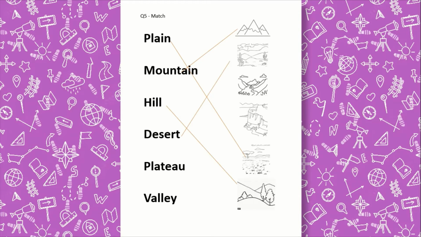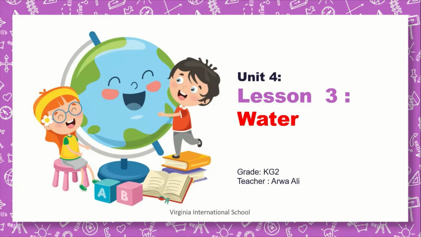It's right here. What about a plateau, which is high but then flat, and we can build a house on a plateau? It's right here. What about the valley, which is two mountains, and between the two mountains there is a river? It's right here. Correct. Next lesson is water.